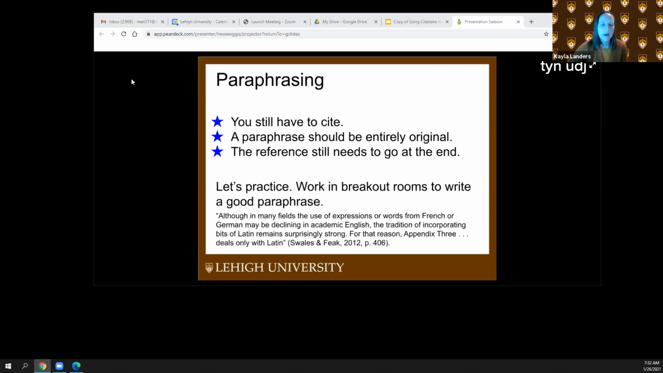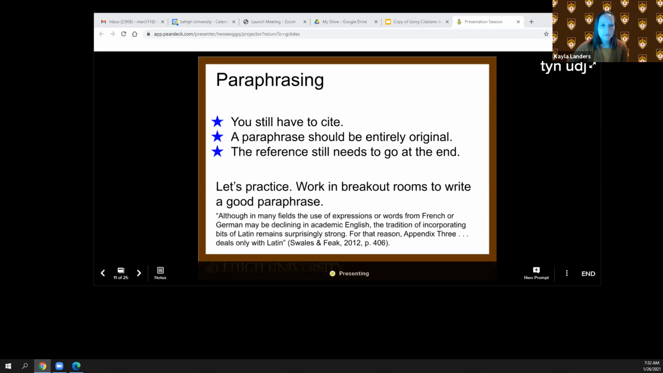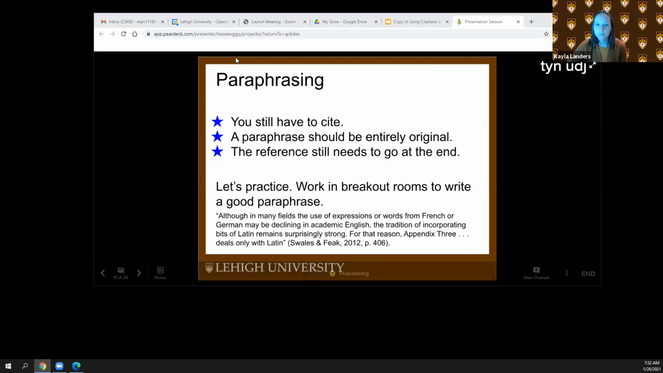So what we're going to do now is go into breakout rooms and look at the phrase here, and we're going to put it in the chat so you have it available. And in your breakout room, you're going to work on a paraphrase. So with your group, you're going to talk about how you can change that particular passage into your own words.